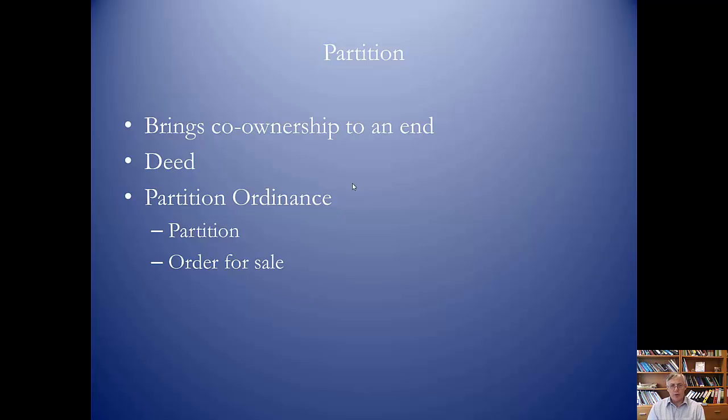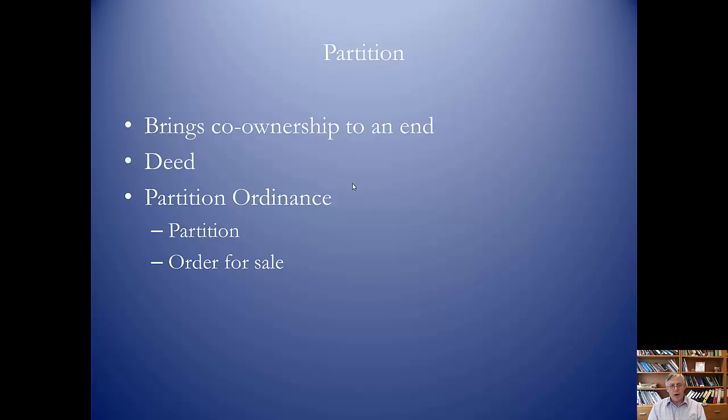Finally, we looked at the possibility of a complete end to any kind of co-ownership, and that's the idea of partition. So partition brings co-ownership to an end and gives rise to ownership in just one name. It could be achieved by agreement between the parties, and then they can simply give effect to that agreement by deed. So they might agree that from now on this part of our co-owned property belongs to you and that part of the co-owned property belongs to me.